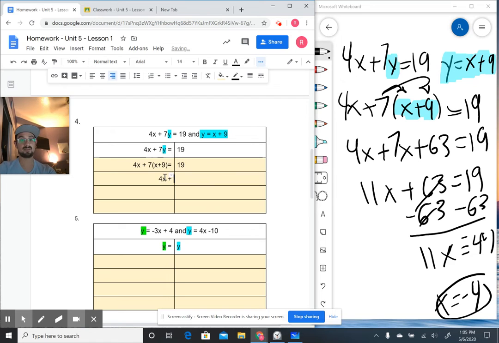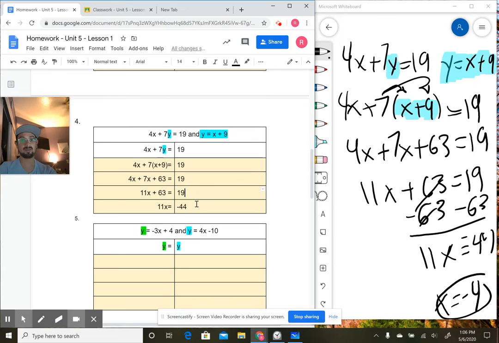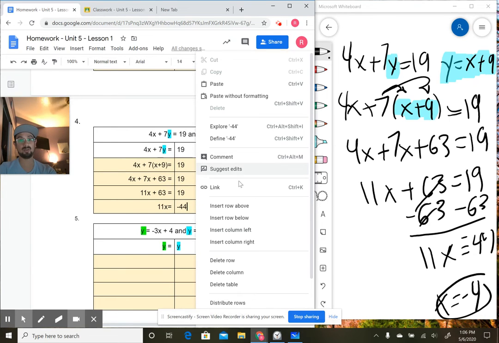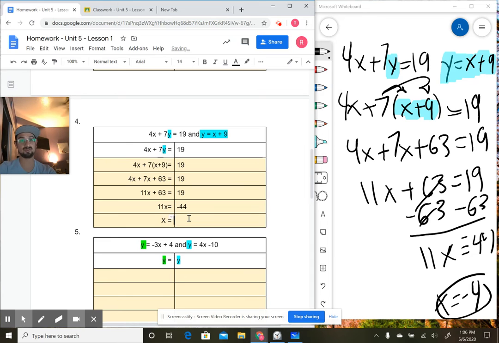4x plus 7x plus 63 equals 19. 11x plus 63 is equal to 19. 11x is equal to negative 44. And so we've got to add one more step. We're going to insert a row below. X equals negative 4.